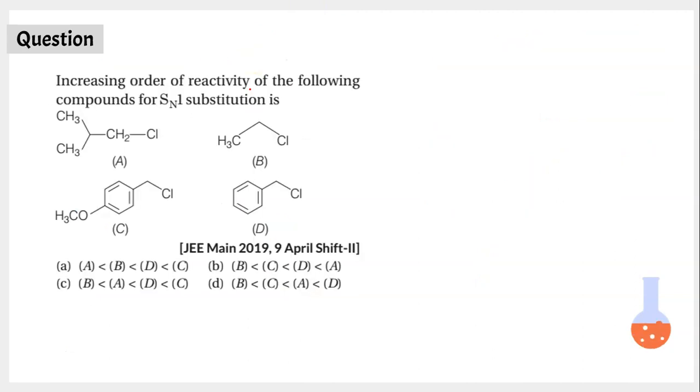Now moving on to the third question of this video. In case of any doubts, please let me know what your doubts are in the comment section. Question number 3. The increasing order of reactivity for the following compounds for SN1 substitution reaction is.